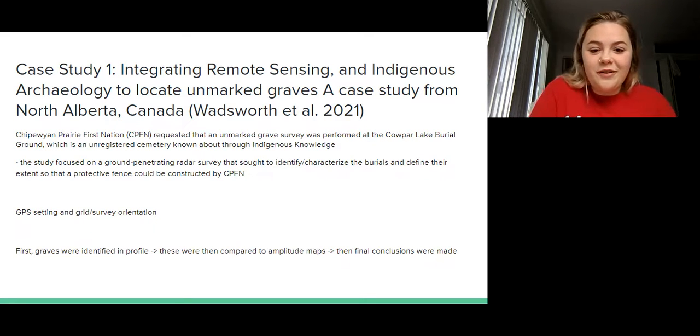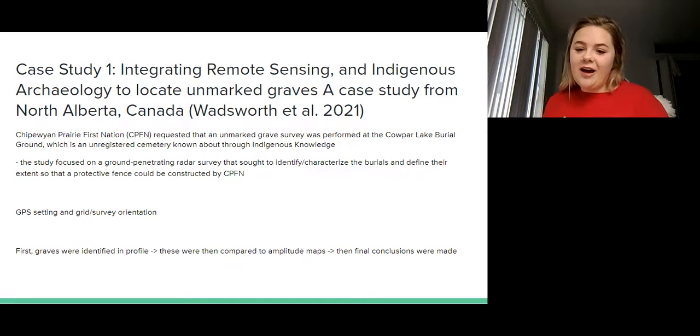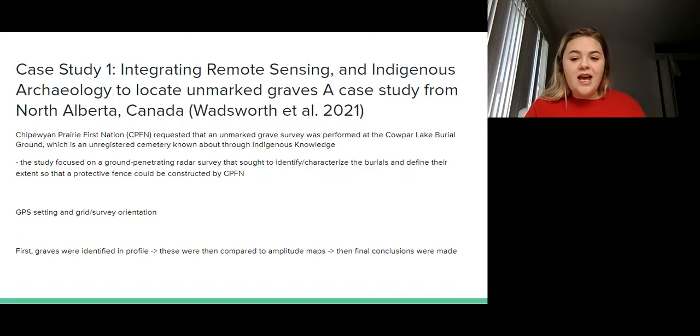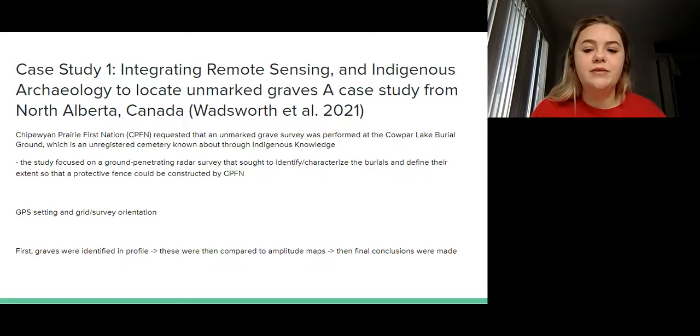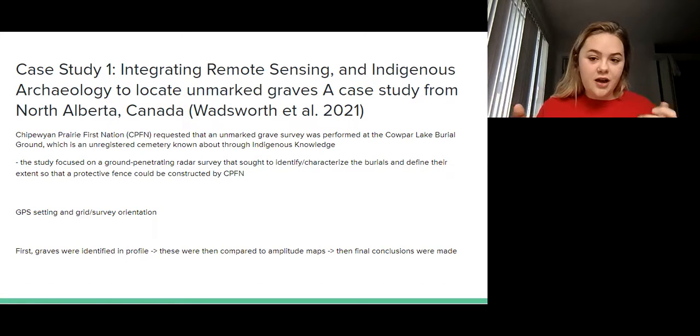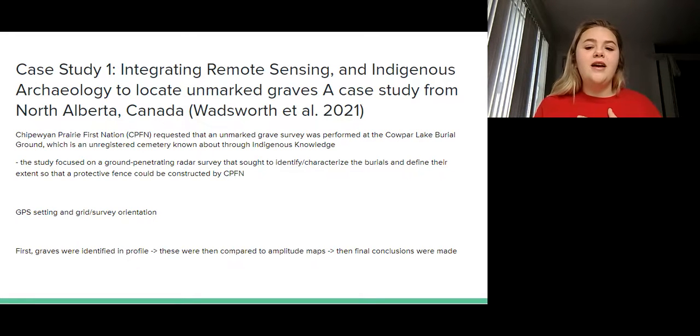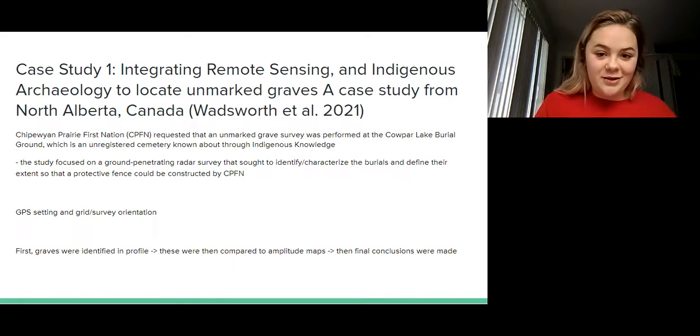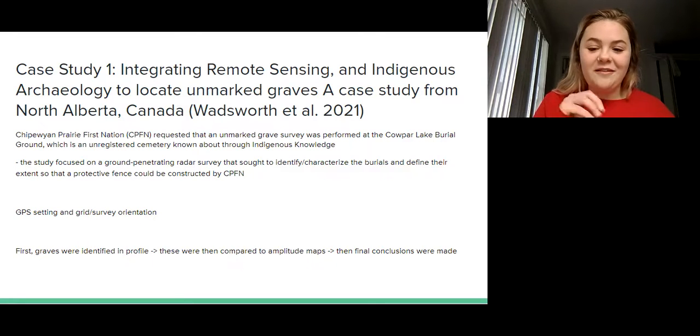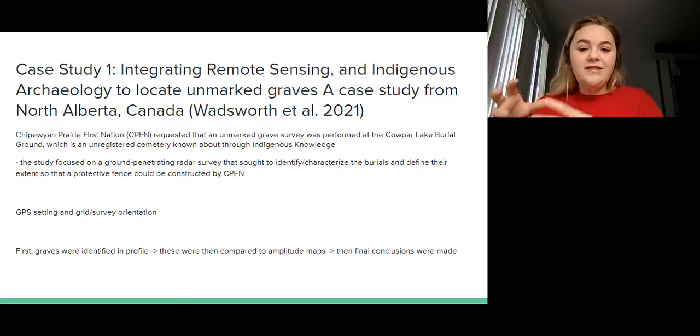So the research problem is that the CPFN nation decided that the Cowbar Lake burial ground, which has a few visible surface remains, should be fenced off so the graves are not impacted, especially with the anticipation of increased highway vehicle traffic. Before fences could be put in, it was important that all graves were identified. And this is where the ground penetrating radar came in. The ground penetrating radar survey allowed them to delineate the graves and inform fence construction diameters.